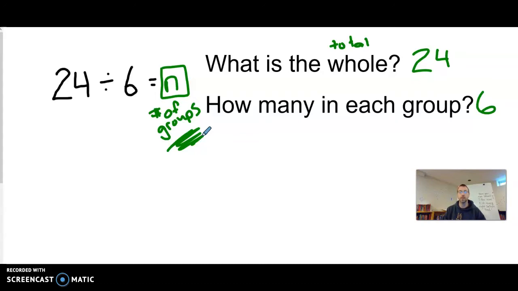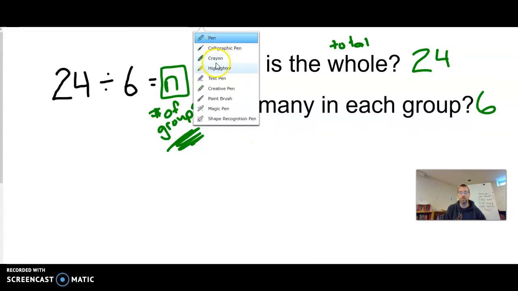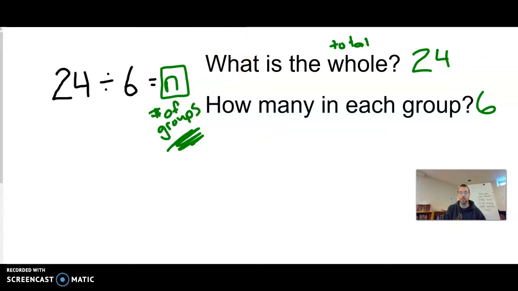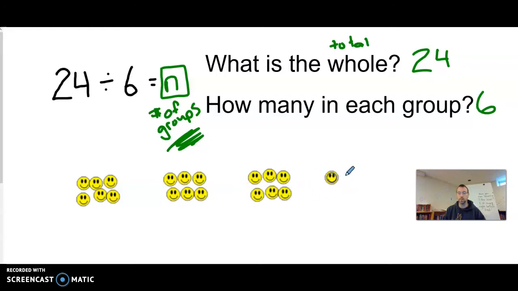Let's find something fun here. Let's do the smiley faces. I need 24. I'm going to put 6 in a group. 1, 2, 3, 4, 5, 6. There's 6 in a group. I'll make another group of 6, and another, and another. I have 6, 6, 12, 18, 24. I have 24. So how many are in each group? Or excuse me, how many groups did I have? 1, 2, 3, 4. And we have a total of 4 as our n.